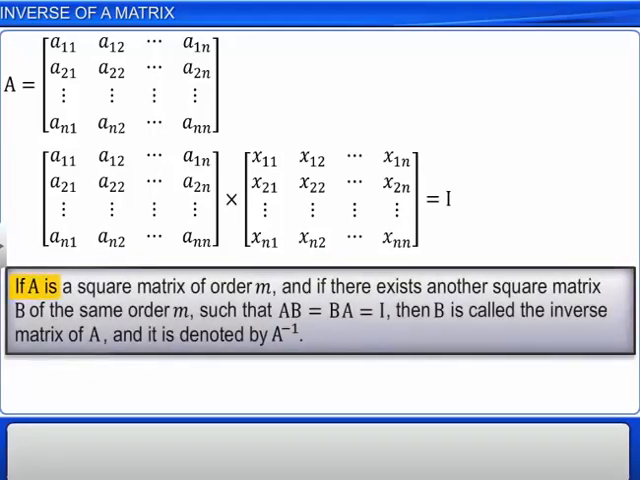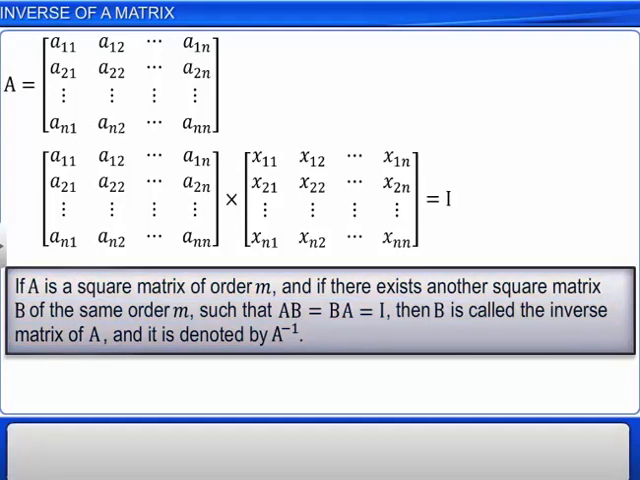If A is a square matrix of order m, and if there exists another square matrix B of the same order m, such that A multiplied by B is equal to B multiplied by A is equal to the identity matrix I, then B is called the inverse matrix of A.